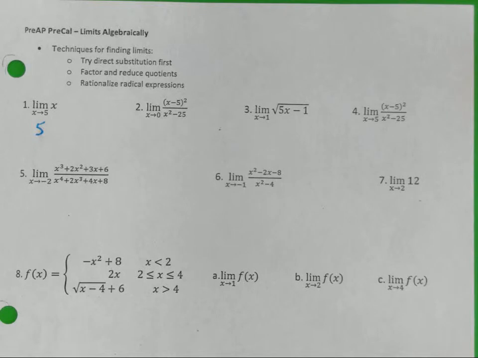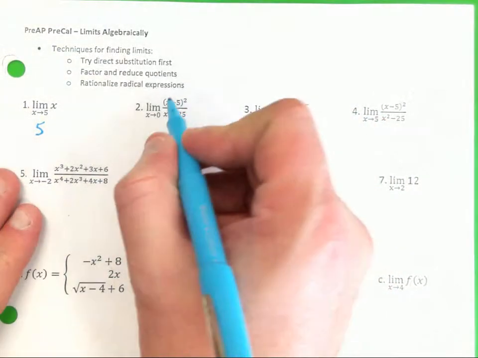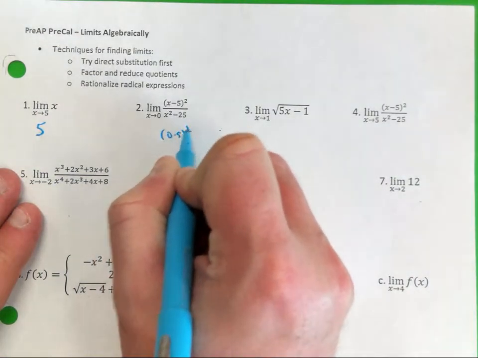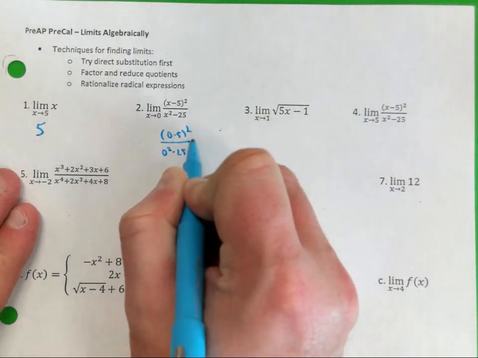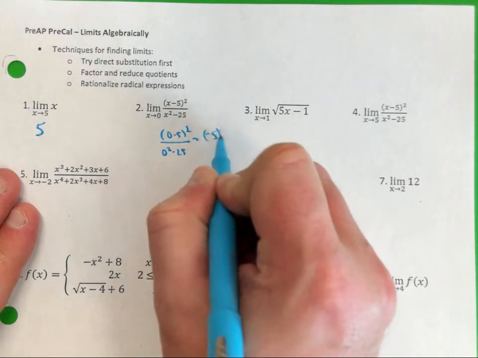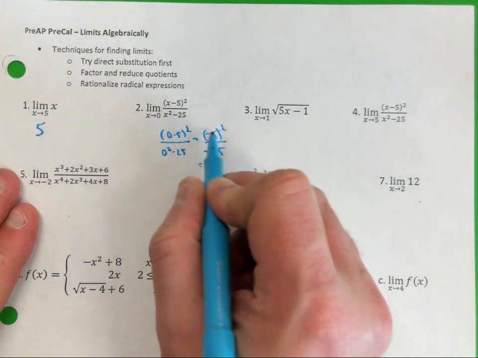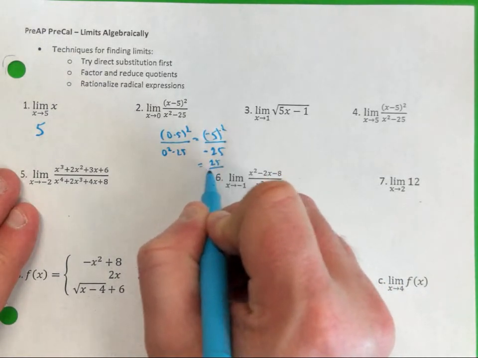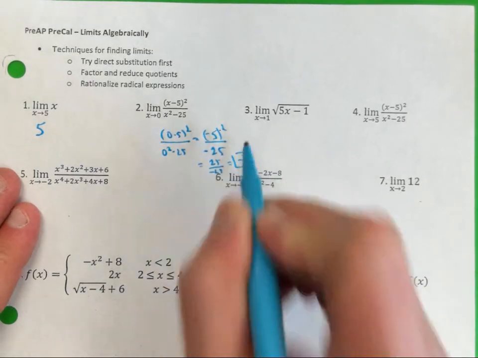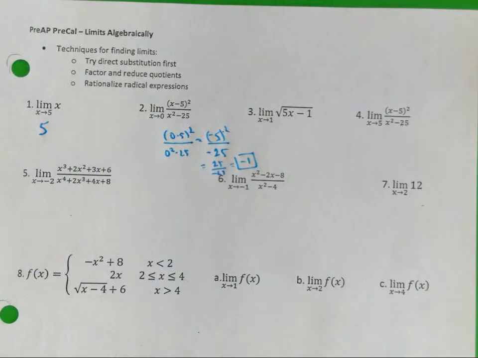Number 2, the limit as x approaches 0. The first thing I'm going to do is try the denominator. If I plug 0 in here, am I going to get 0 in the denominator? No. So can I do direct substitution? Yes. So I'm going to plug 0 in. 0 minus 5 squared over 0 squared minus 25. That gives me negative 5 squared over 25, negative 25. Negative 5 squared is 25, divided by negative 25, which is what? Negative 1 is my answer. If I were to graph it and look at that function as x approaches 0, it's going to be approaching negative 1.